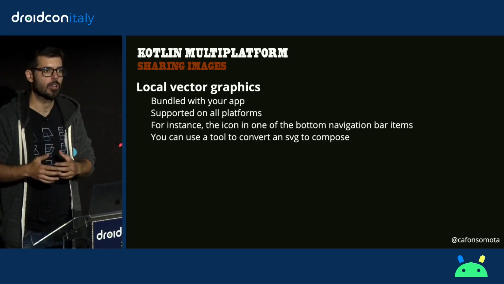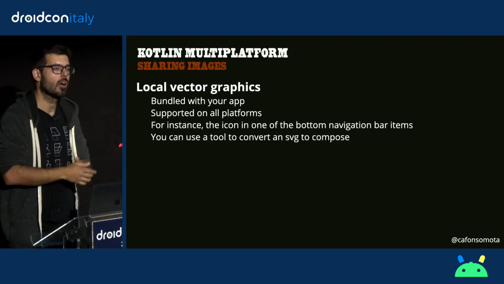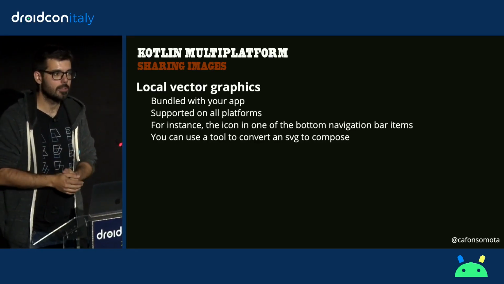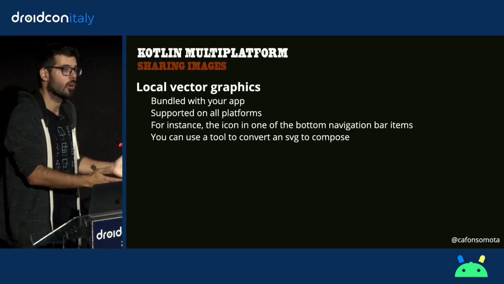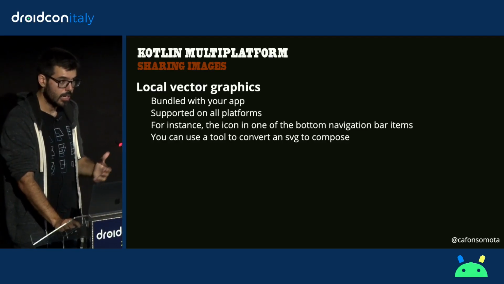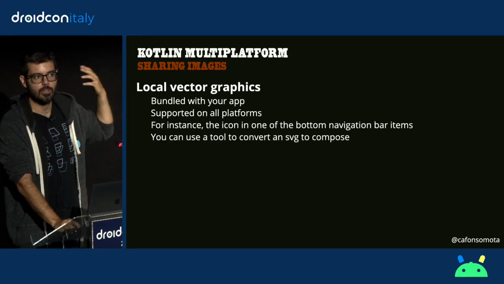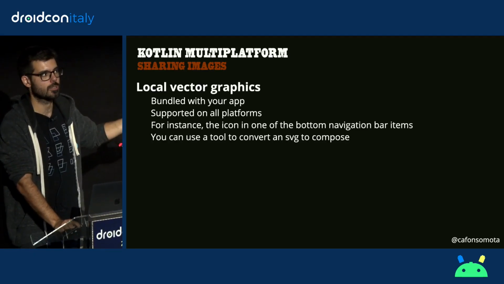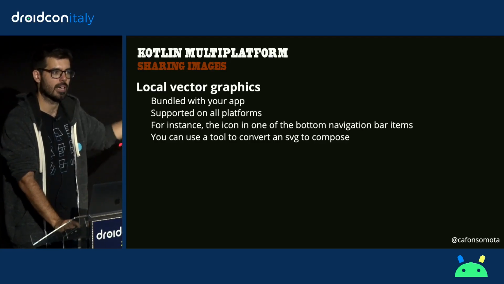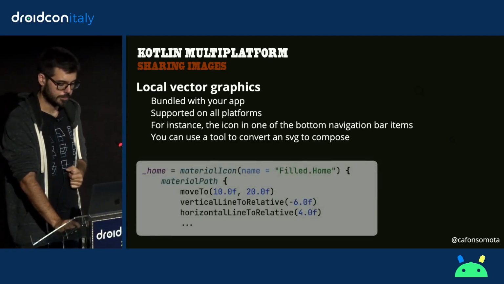So if you use one of the material icons, this is already in the material library, and you can just import it, and it will work on all the platforms. If, for instance, you have an icon that is not in that library, there are tools that you can use, like SVG to Compose, and have that icon available for that library.